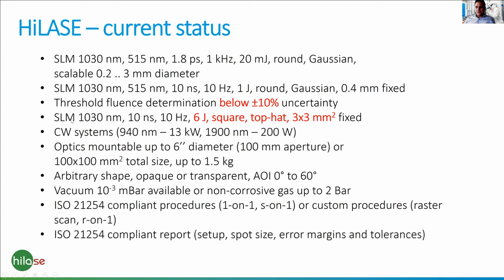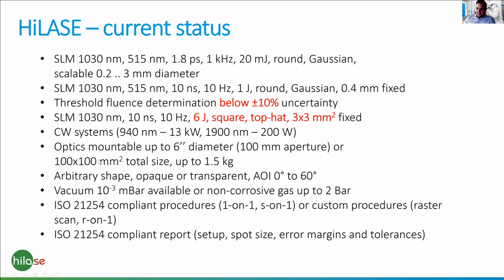We also dispose of the large top hat beam, again nanosecond, which can go with energy up to 6 joules. It's a square top hat. The beam size is 3 by 3 millimeters, so perfect for large optics or for the assurance measurement. And aside from this, we also have continuous wave systems at 940 nanometers, which is very high power, 13 kilowatts, and mid-IR 1900 nanometers, which has 200 watts.